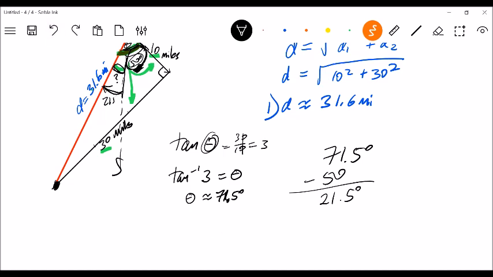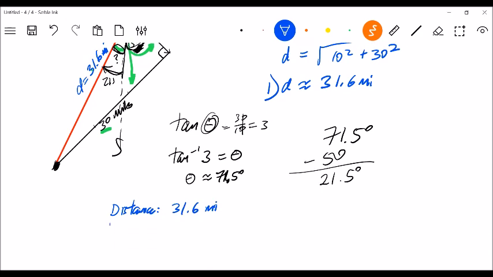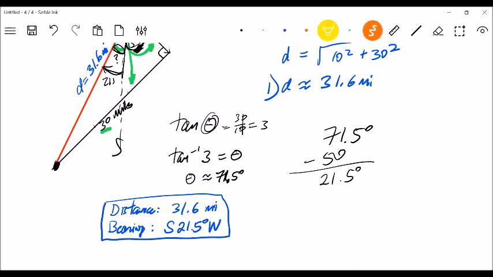In fact, I want to write them both out nice and neatly. Distance, 31.6 miles. And bearing is south 21.5 degrees to the west. Okay. So for my answers, you are required to say whether it's miles or kilometers or whatever the problem might have, and you must have the south or north and the east or west and the degree sign.